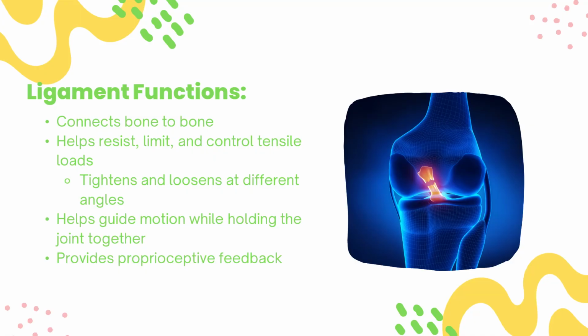Ligaments also provide proprioceptive feedback because they do have sensory nerves within them as well. Like I said, they attach into those joints and the joint capsule itself, and so they're going to provide our brain and our spinal cord with feedback to understand where our joint is in space.